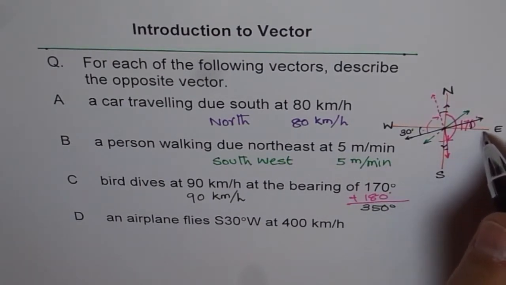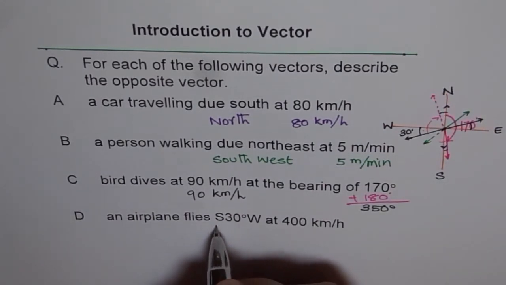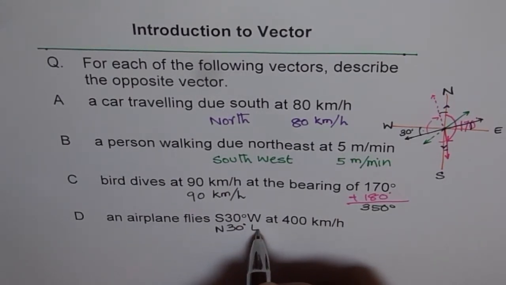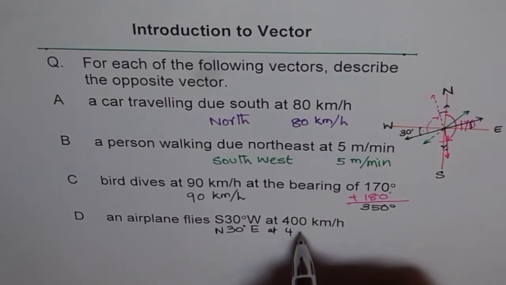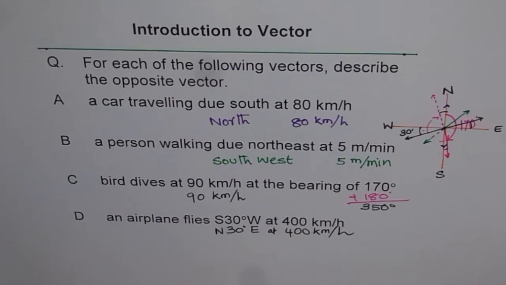So what has happened? You're moving actually north from east. Do you see that? So you have to just reverse these. So south becomes north, 30 degrees remains same, and west becomes east. That reverses the whole direction at 400 kilometers per hour. So opposite vectors are easy to get, and that's how we get them, correct?